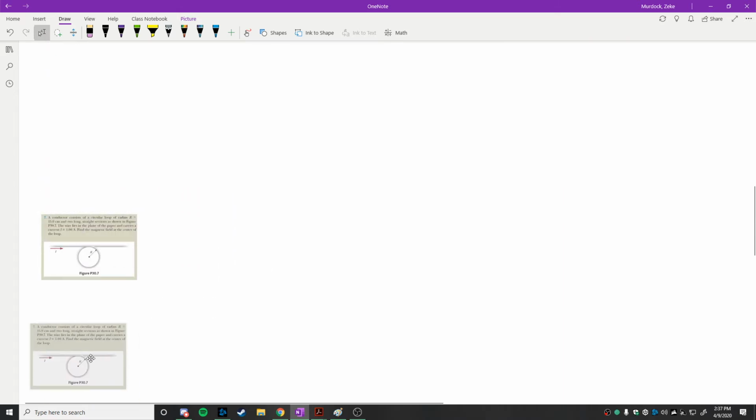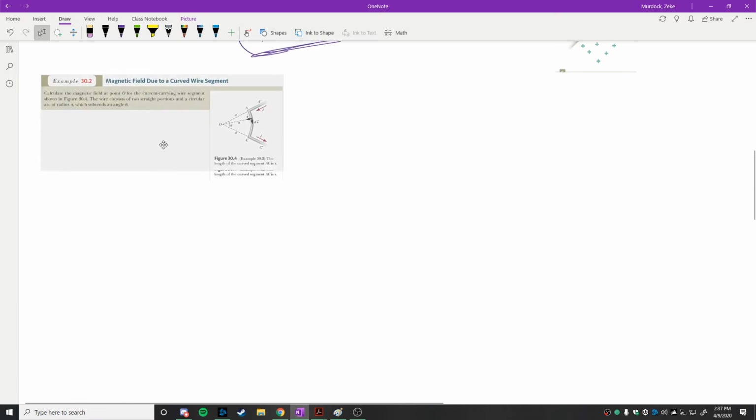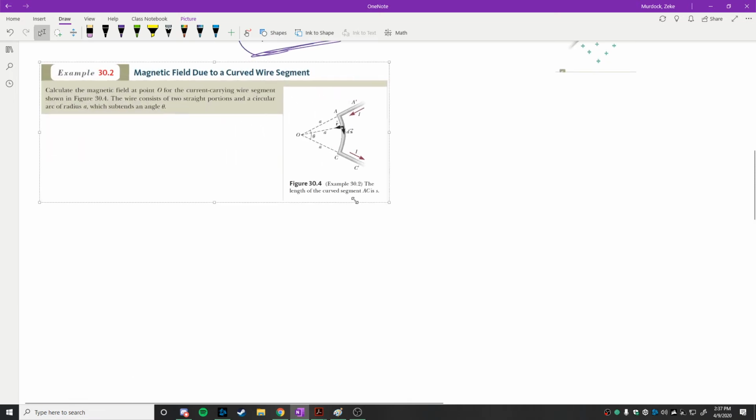Okay, we'll do probably the next two problems, and that will be about all we can do. I don't know how long this one's going to take. It's an example problem, but it's really more of a proof than anything else. So we have this segment of wire, okay? Calculate the magnetic field at point O for the current carrying wire segment shown in the figure. The wire consists of two straight portions and a circular arc of radius a, which subtends an angle theta, okay?